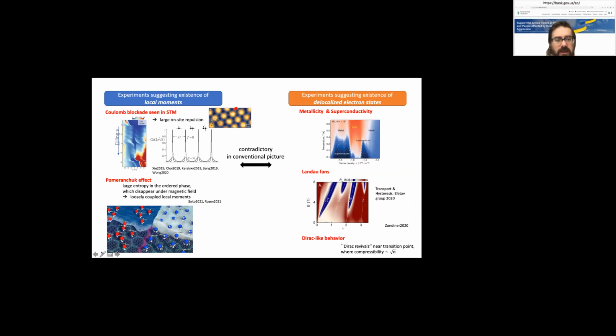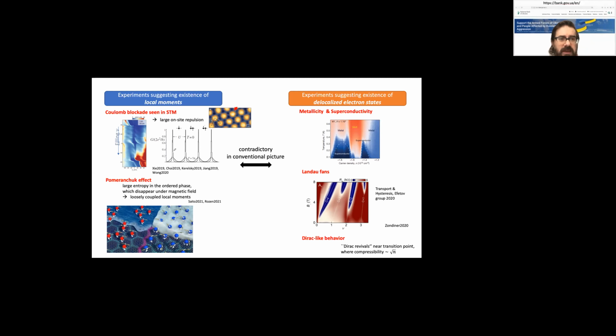Now, in this wealth of experiments, I want to point out a contradiction. And the contradiction is that there are experiments which clearly see or suggest the existence of local moments, and there are experiments which clearly see or suggest the existence of delocalized electrons. One of the simplest experiments that sees the existence of local moments are STM experiments, and there's a series of them.